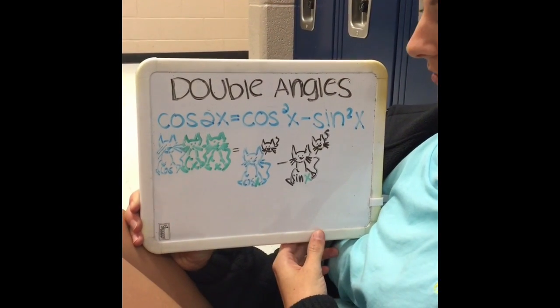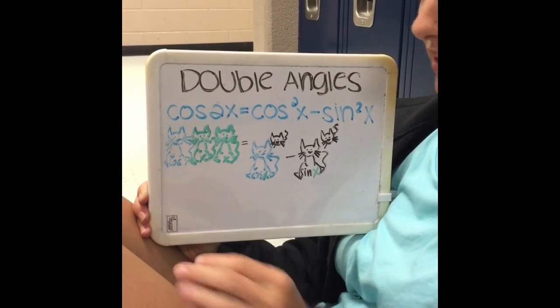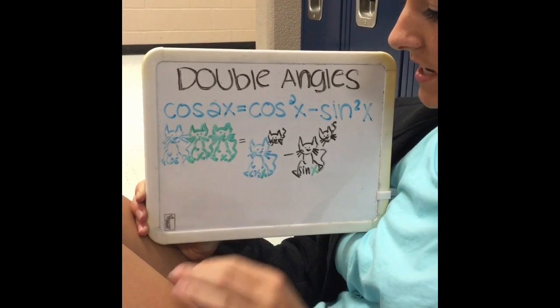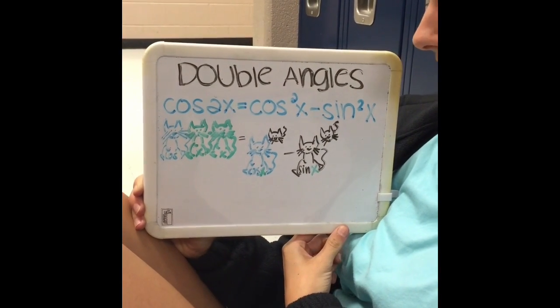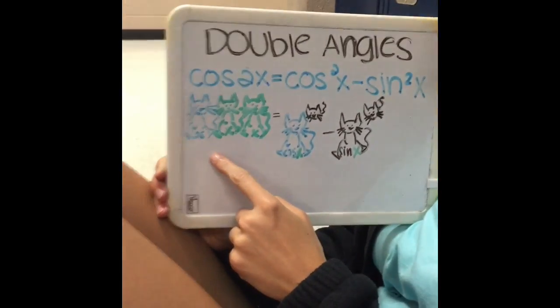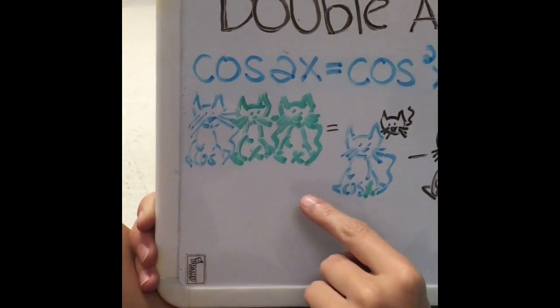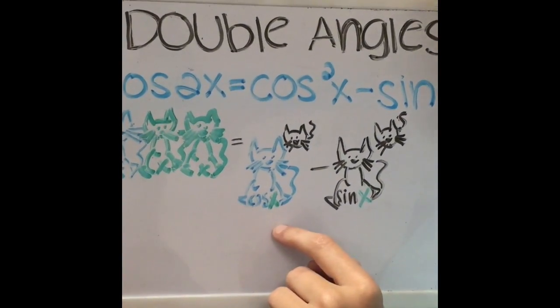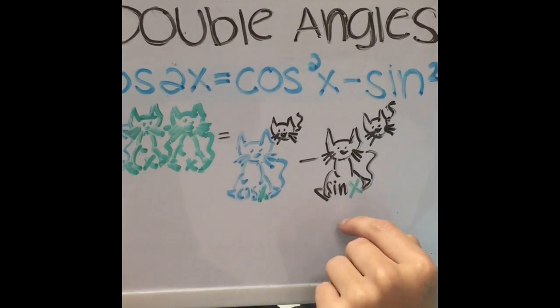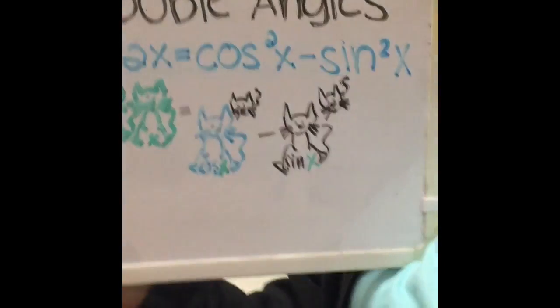This is one of our double angle formulas for cosine, and it's cosine 2x equals cosine squared x minus sine squared x. So we have our cosine cat multiplied by our 2 Siamese cats for x, which is equal to our cosine cat squared minus our sine cat squared, both times x.